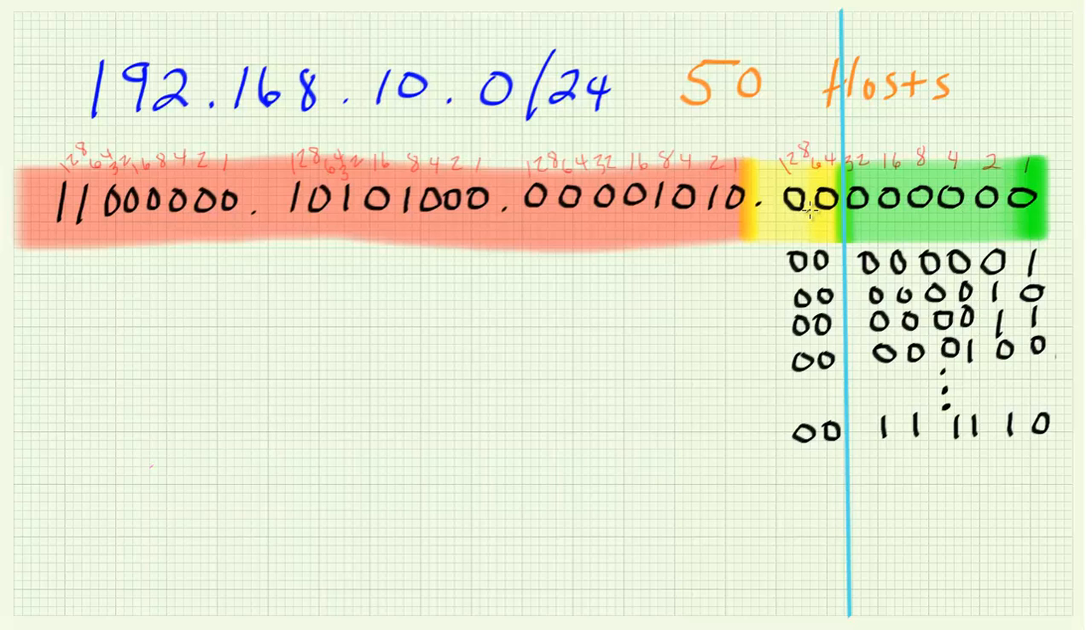And then our subnetwork bits are the other 2 that remain. So our first host is going to be host number 1, and if we were to write that out in dotted decimal, that would be 192.168.10.1. So we can see the 1 bit is turned on here.